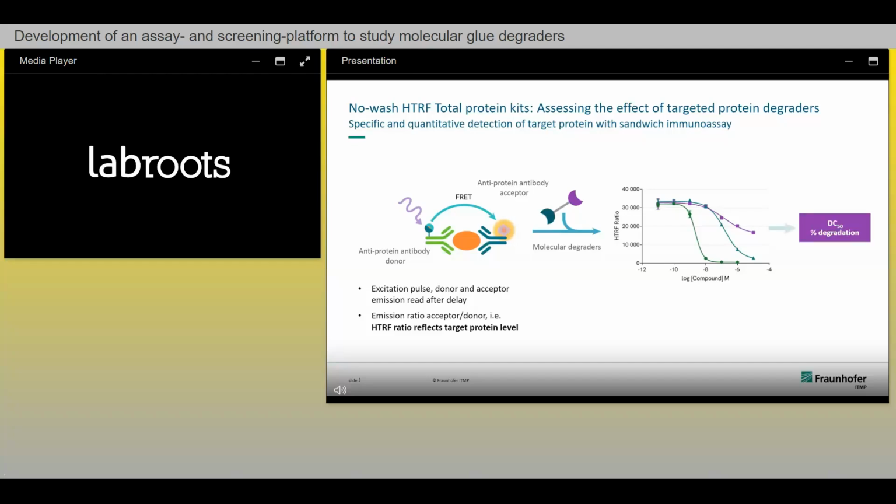So we really can use this technology to analyze molecular degraders and determine the very basic parameters that we need for molecular degrader discovery and development, and those are the DC50 values, the half-maximal degradation concentration, and the percent degradation that we can achieve with the highest dose. With that short introduction, I will now hand over to Melanie from AbbVie and take back over then for the screening part in the end.